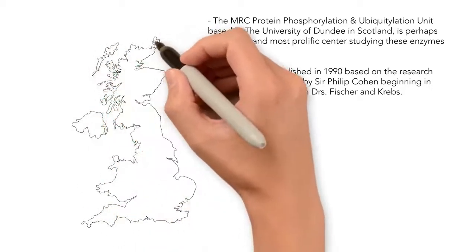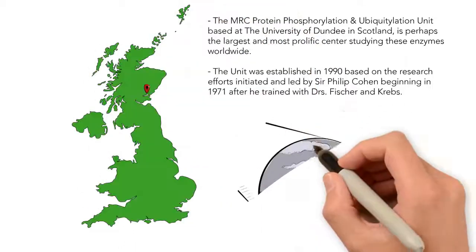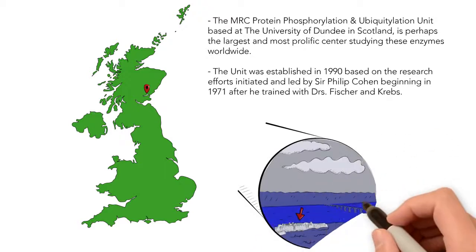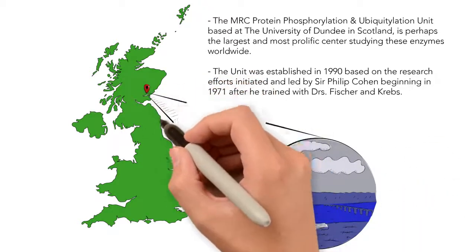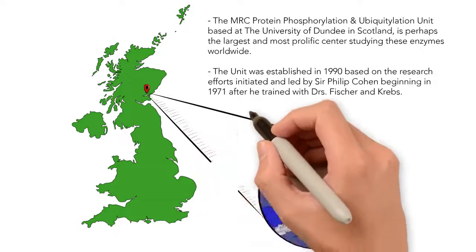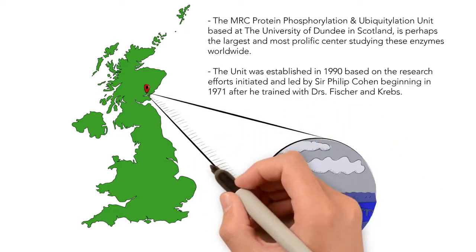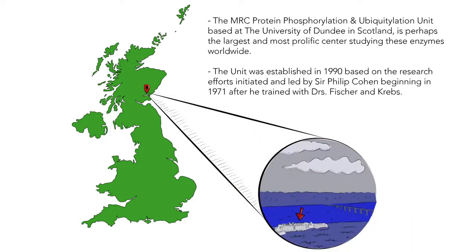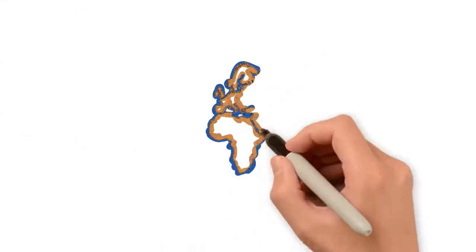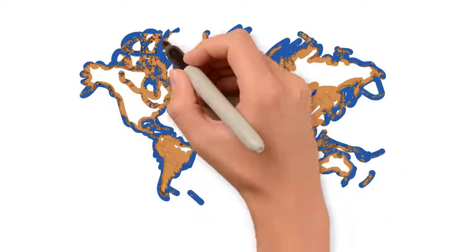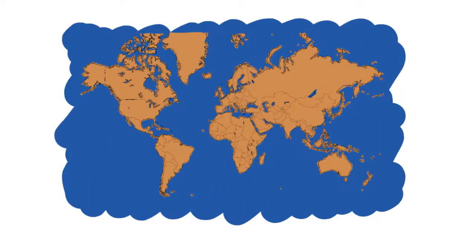The unit was established in 1990 based on the research efforts initiated and led by Sir Philip Cohen, beginning in 1971, after he trained with Drs. Fisher and Krebs. It now counts amongst its team almost 200 scientists from around the world, whose primary focus is to better understand these signals in health and disease.